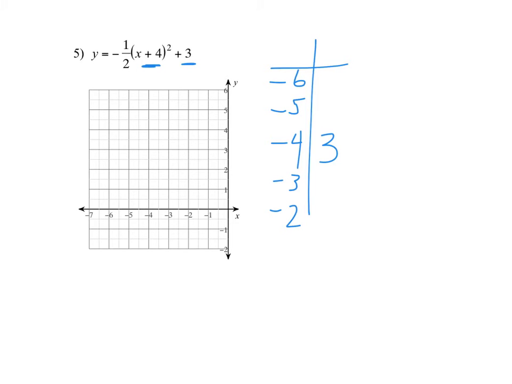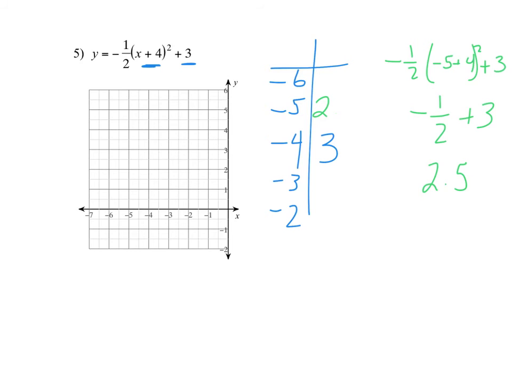In order to find my y-coordinates, I need to do just like I did in my standard form. I need to plug in. Now that's going to get a little bit trickier here. When I plug in a negative 5, I'm going to have negative 1/2 times the quantity negative 5 plus 4 squared plus 3. Well, negative 5 plus 4 is negative 1. And then when I square that, I get positive 1. When I multiply that times negative 1/2, I get negative 1/2 plus 3, or in other words, exactly 2.5.